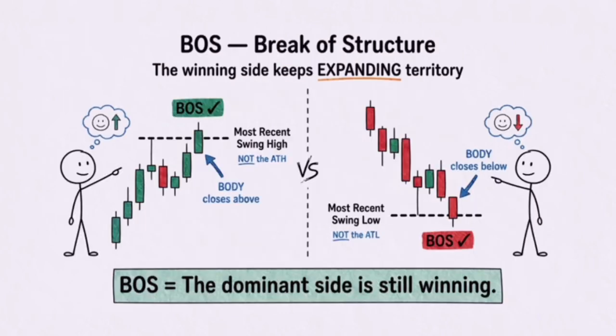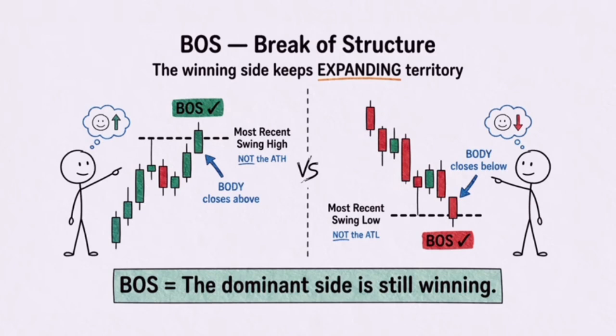Let's start with BOS, break of structure. BOS simply means the side in control continues to expand their territory. In an uptrend, BOS happens when price closes above the previous swing high, not the all-time high, the most recent swing high. Each time the candle body closes beyond the last swing point, that's a new BOS confirming the trend is alive. In a downtrend, BOS happens when price closes below the previous swing low. Now you might be wondering, which swing high, which swing low? There are so many on the chart. I'll show you exactly how to identify the right ones in a moment.